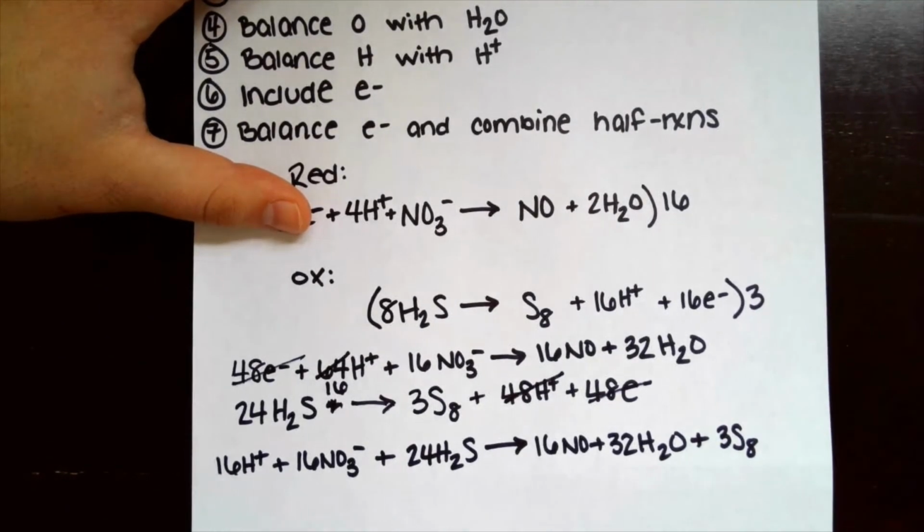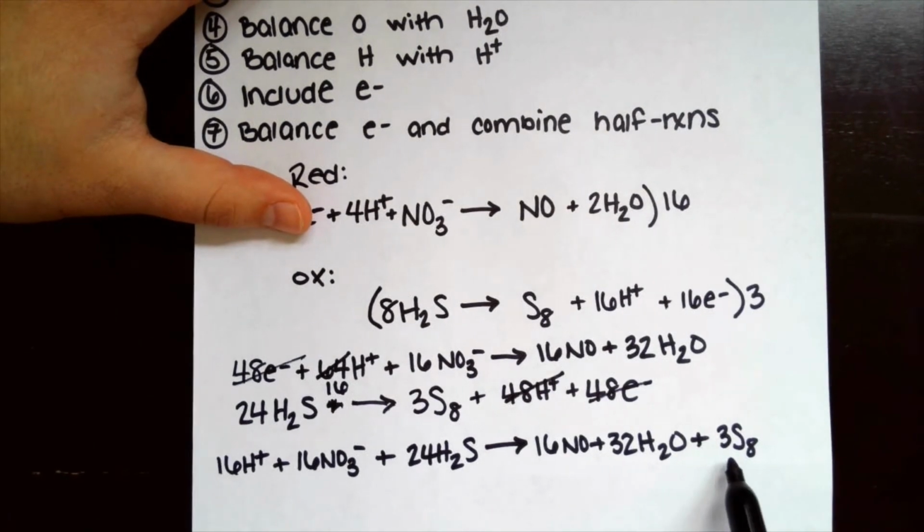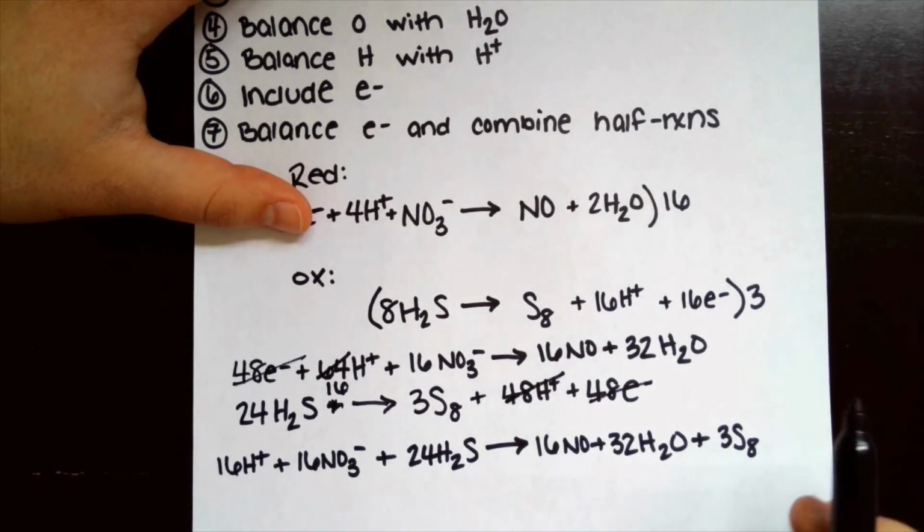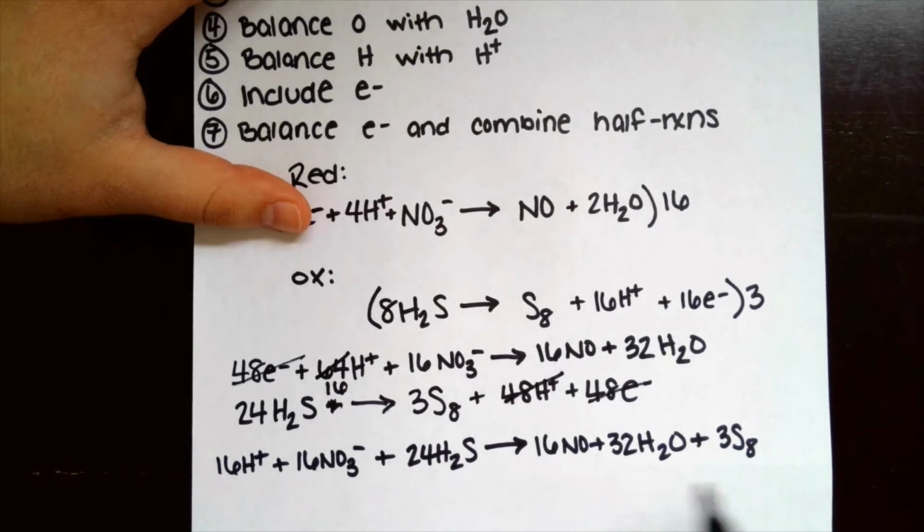Alright, and basically at the end here, now you just want to double check, as you would with all balancing reactions. You just want to look at the coefficients and make sure that you can't reduce them. 16, 16, 24, 16, 32. Up to that point it looks like you could, but then you have the 3. So that is actually the smallest ratio, and that is your final answer.